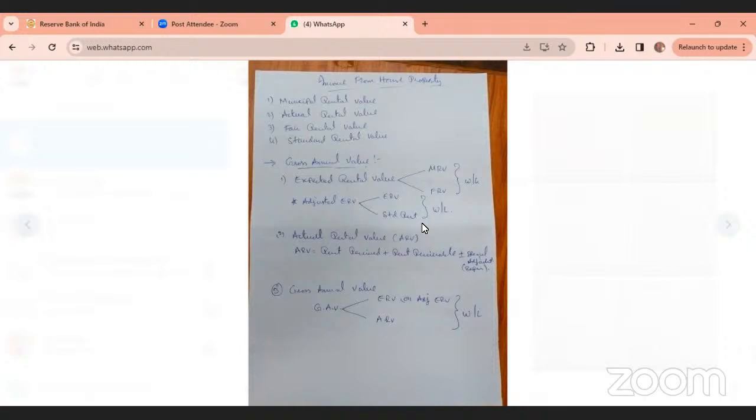Ma'am, in salaries, how much is the deduction? How much do we have to take? Standard deduction comes under the income from salary chapter. In our book it is showing 40,000 standard deduction under section 16. That one is different now. When you are talking about income from salary, in that case you have to discuss that.